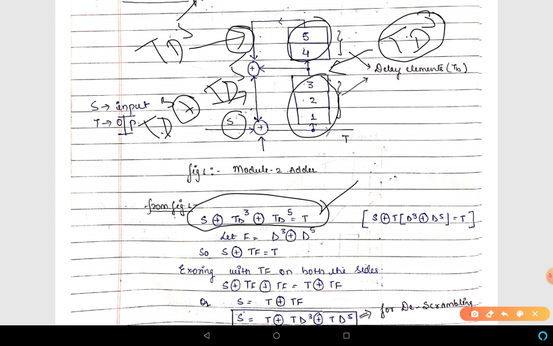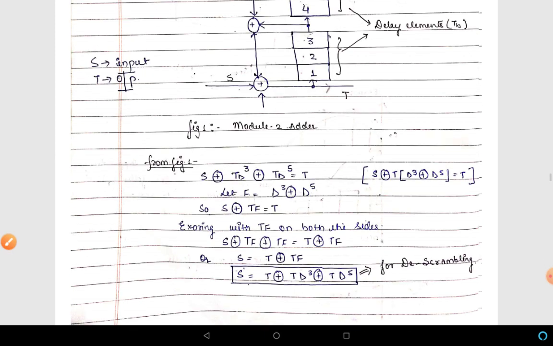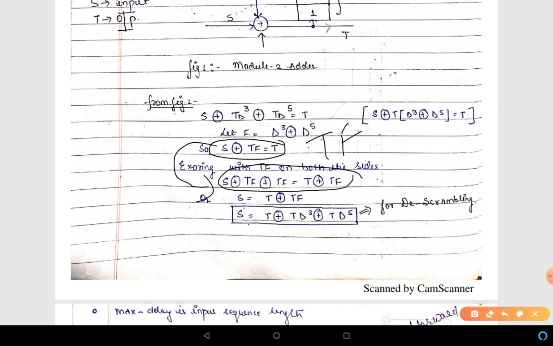If that is so, then this equation can be written as S modulo 2 XOR TF equals T. Here again D^3 and D^5 are replaced by the function F. Now what if I XOR on both sides with TF? I can do that. If I do it on the right-hand side also, the equation is balanced. So from here we get S modulo 2 addition TF XORed with TF equals T XORed with TF.